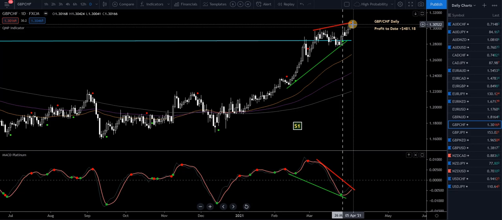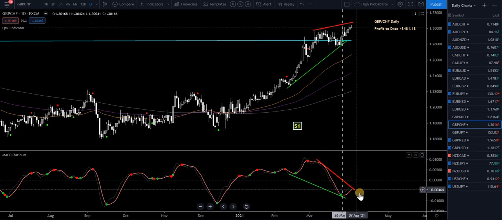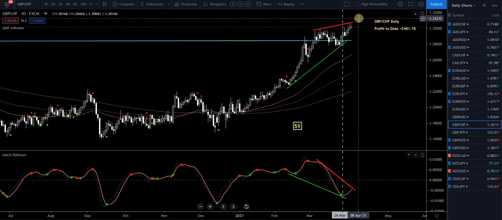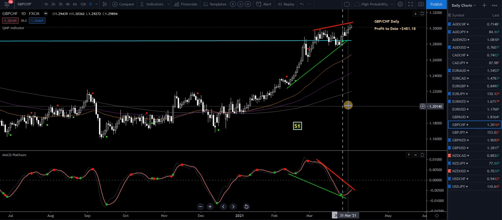So this has ground up slowly. Hasn't really taken off. Again, starting to draw my trend lines in for potential regular bearish divergence there. Now, if there was a sell signal, again, it's a high risk trade going against the trend.